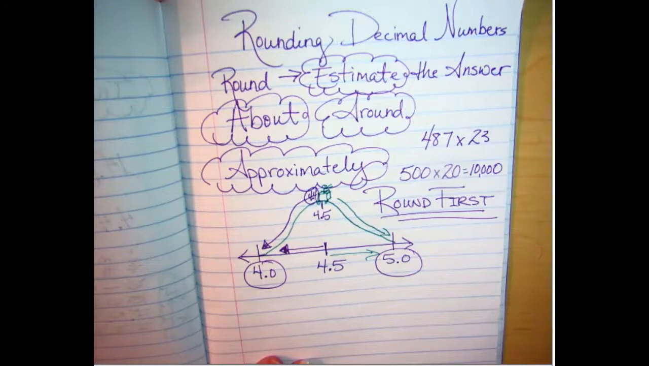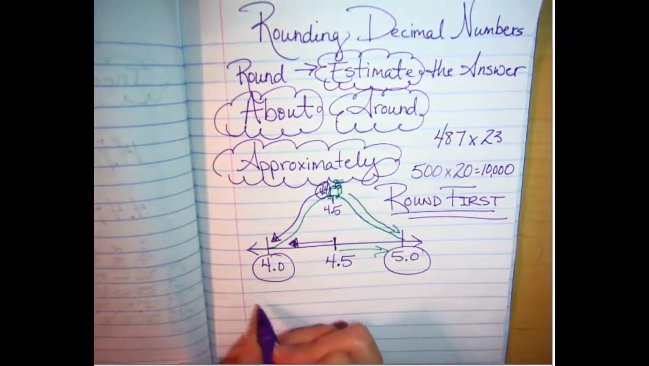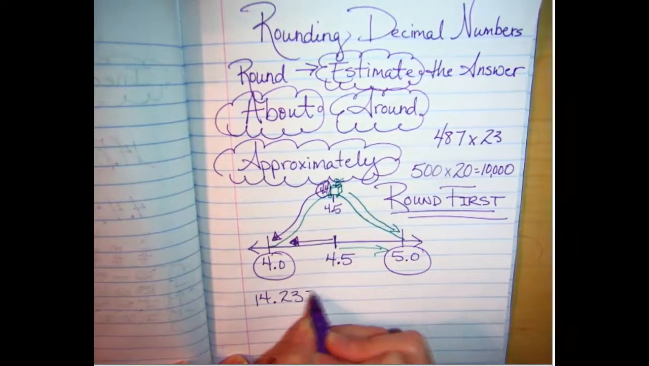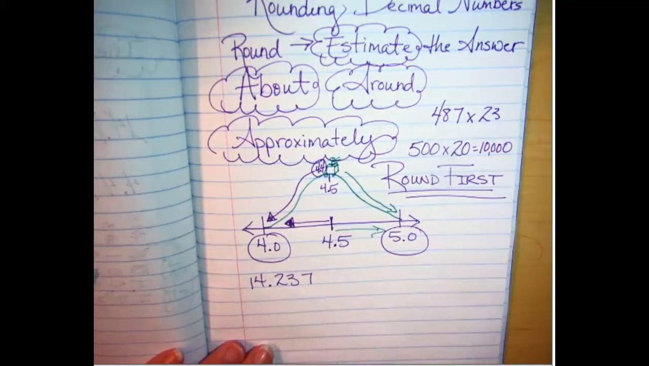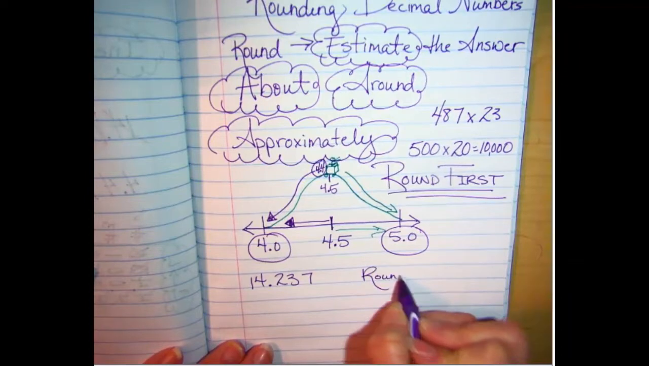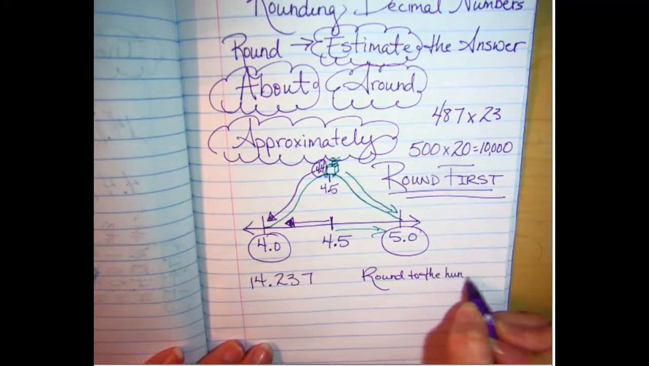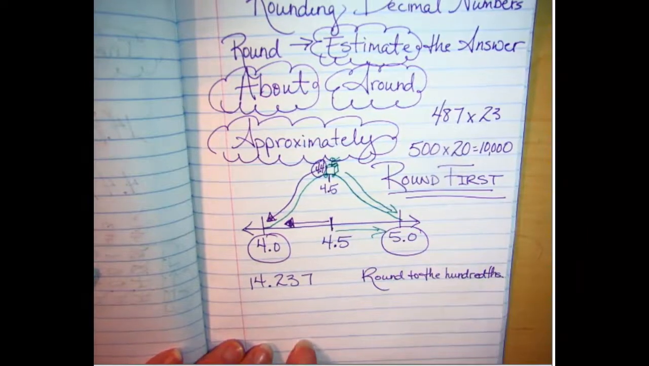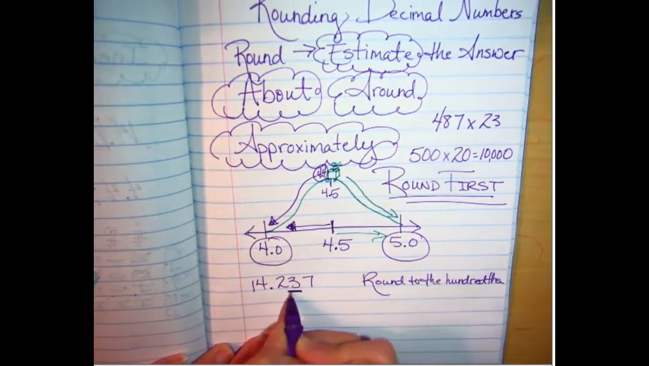On a number line, it's pretty easy to visualize it. A lot of times your decimal numbers will look like this. They'll give you a number like 14 and 237 thousandths, and it says round to the hundredths. What number's in the hundredths place? On this number, 4 and 237 thousandths. Clara? The 3. I'm going to underline the 3.